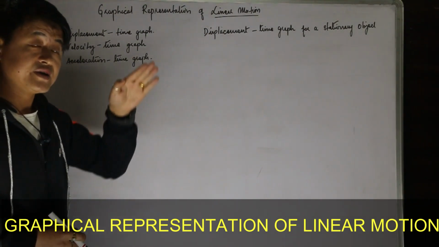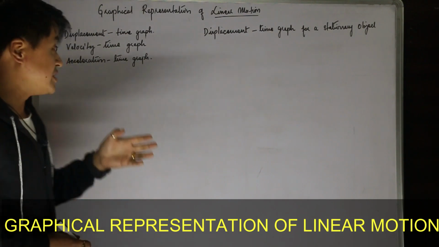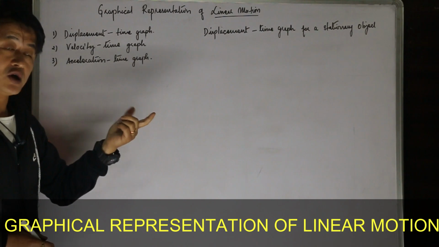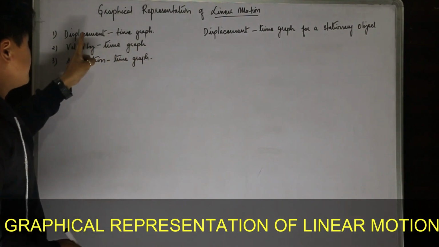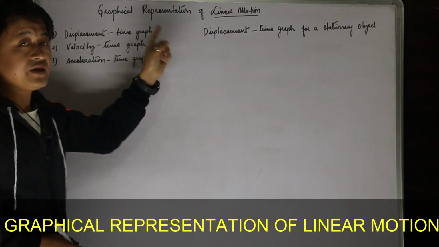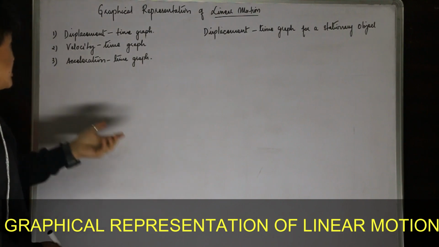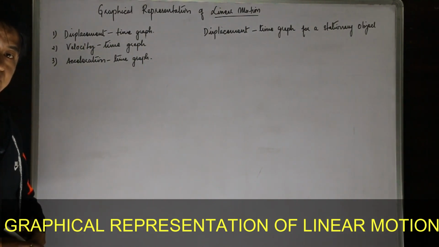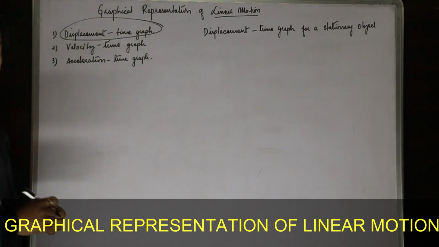When the body is moving in a straight path, in a particular direction, the direction of the body will not change. When the direction does not change, displacement and distance will be the same. So for a body moving in a straight line, the displacement time graph and the distance time graph are the same. Similarly, the velocity time graph and the speed time graph will be the same. Today, first we will do the displacement time graph.